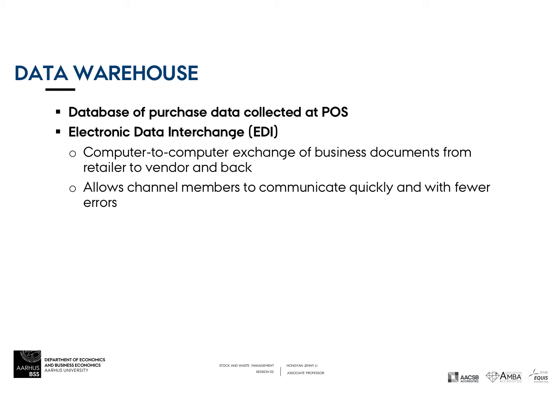the supply chain, there is a rich amount of data available. So we can see there are different types of data warehouses. For example, a database of purchase data collected at POS, that's POS data or historical data or the original sales data. And then electronic data interchange, a computer-to-computer exchange of business documents from retailer to vendor and back, allows the channel members to communicate quickly and with fewer errors.